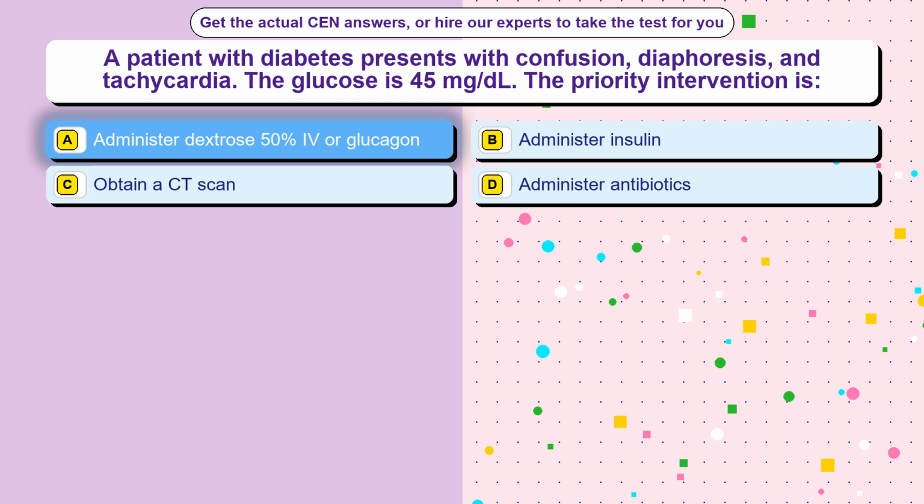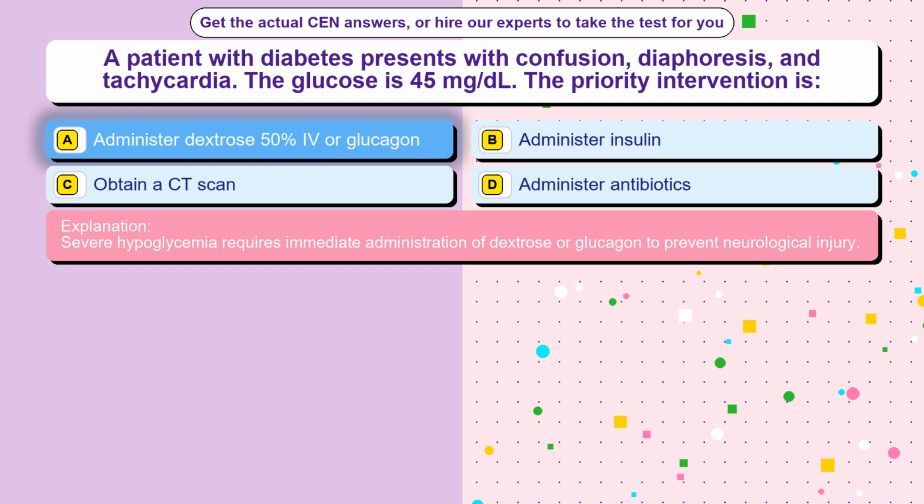The correct answer is option A. Administer dextrose 50% or glucagon. Severe hypoglycemia requires immediate administration of dextrose or glucagon to prevent neurological injury.